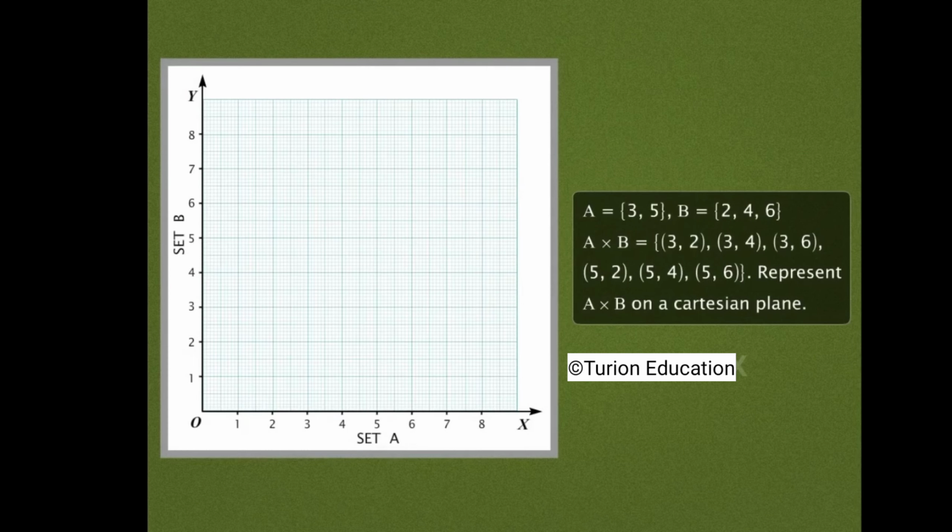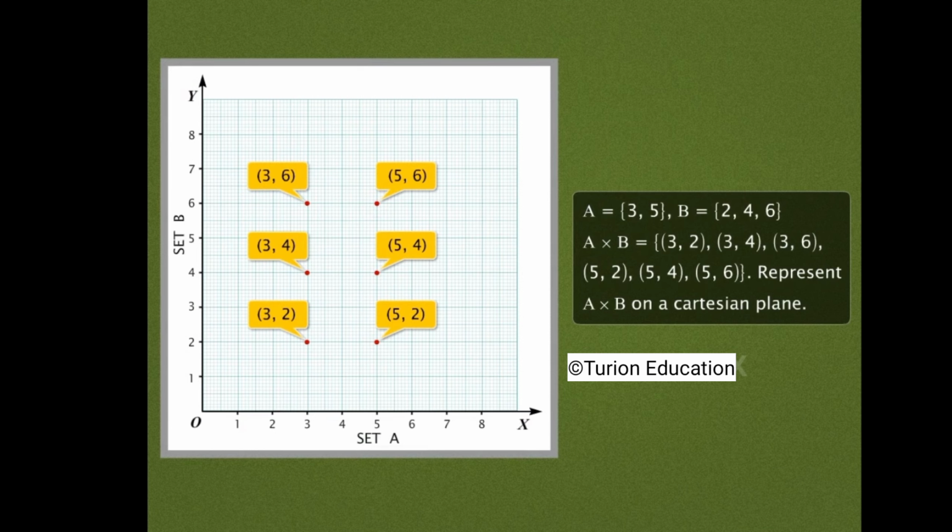Let us take a Cartesian plane. Now, let us plot each ordered pair of the Cartesian product on this plane as normal.